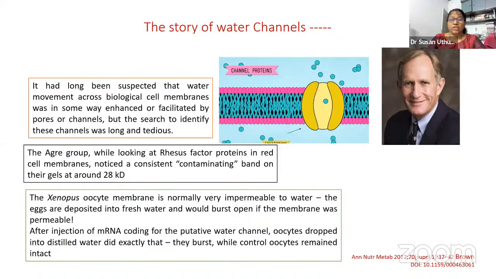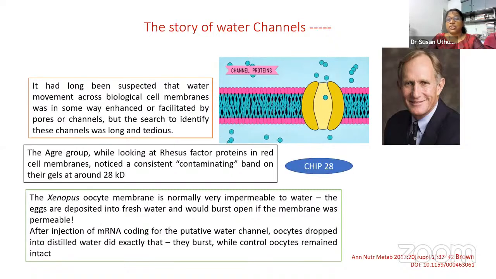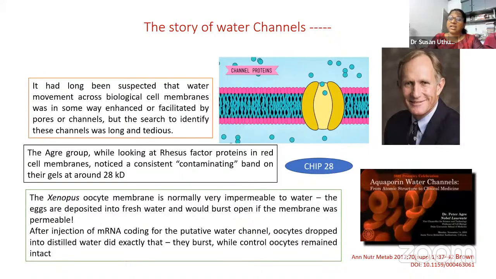So his group injected mRNA coding for the putative water channel into the oocyte membrane, and such oocytes were dropped into distilled water and did exactly that. They did burst, and the control oocytes remained intact. So this was called TIP28 initially and later named as aquaporin water channels.